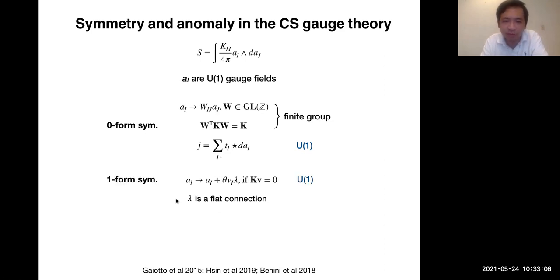And there are one-form symmetries of shifting these gauge fields by a flat connection. In particular, if the K matrix admits a zero mode, there's a U1 one-form symmetry parameterized by this zero mode vector. And there's a mixed anomaly between these two U1s given by this 4+1 action. B is a two-form background and A is a one-form background. V and T here are the charge vectors and also the zero mode vector.